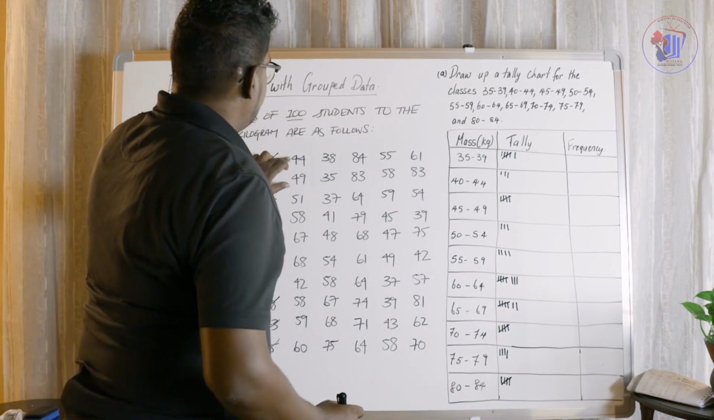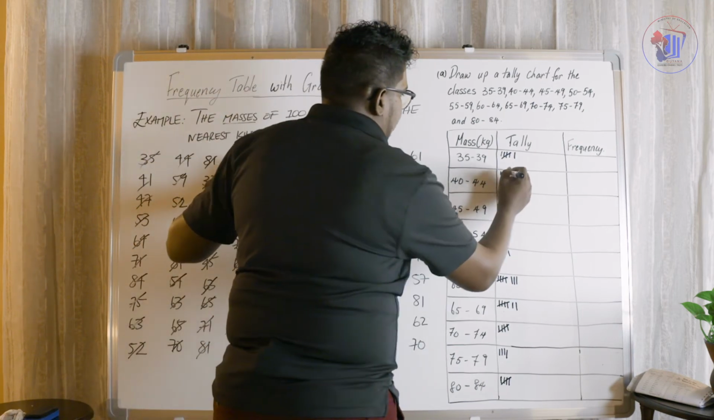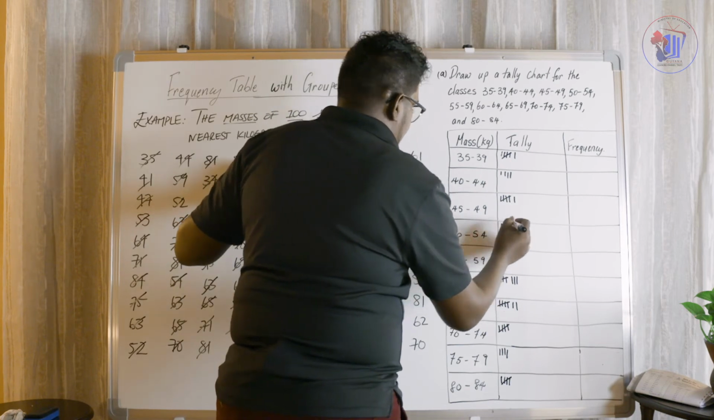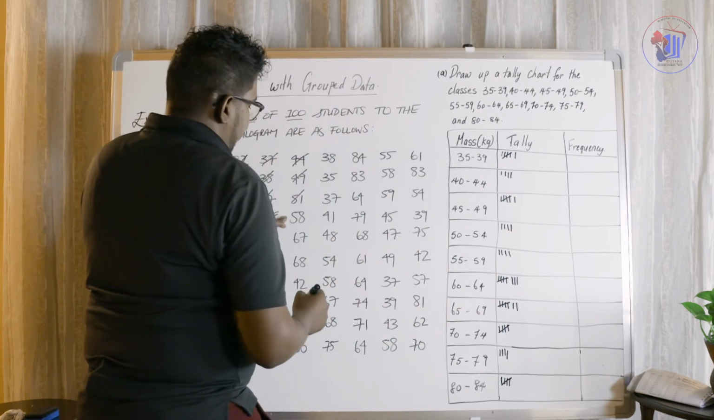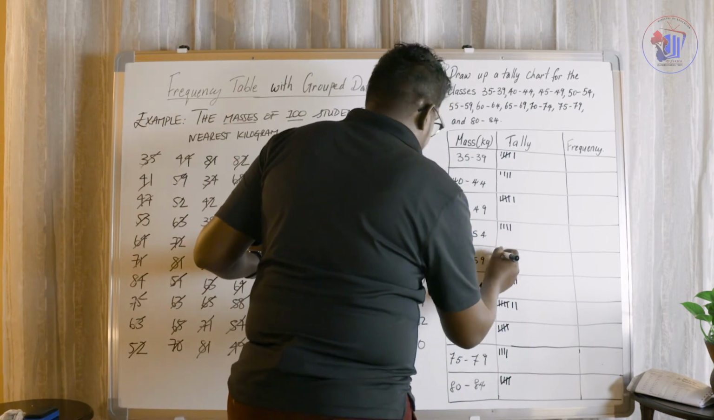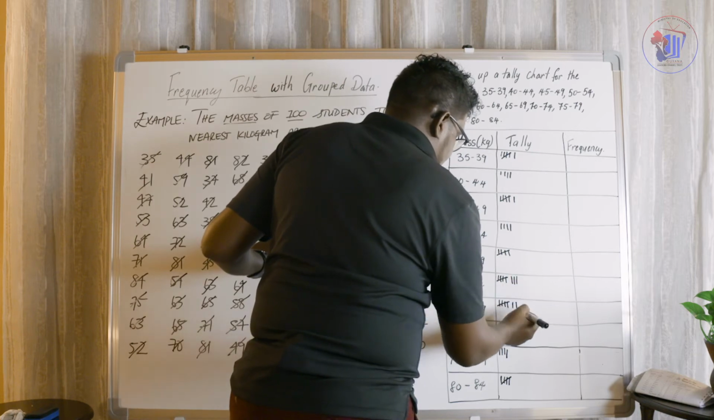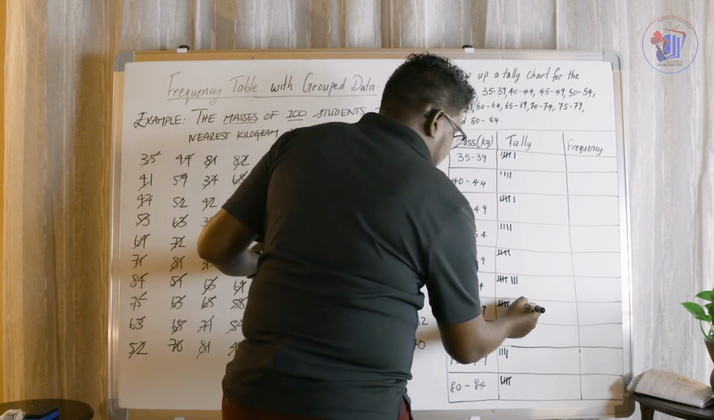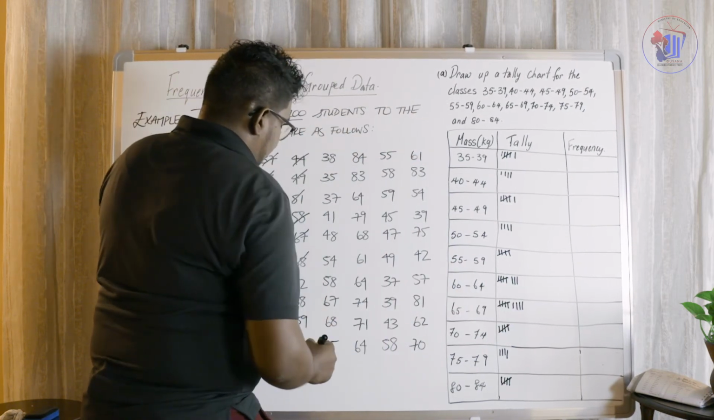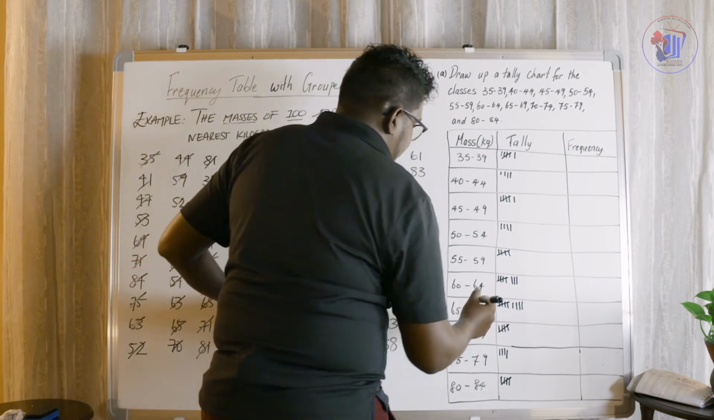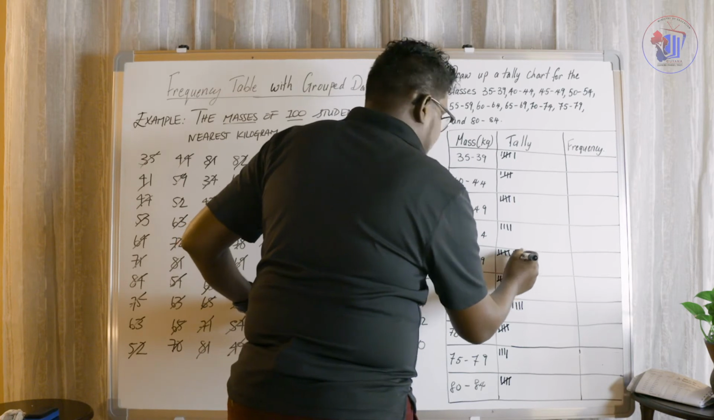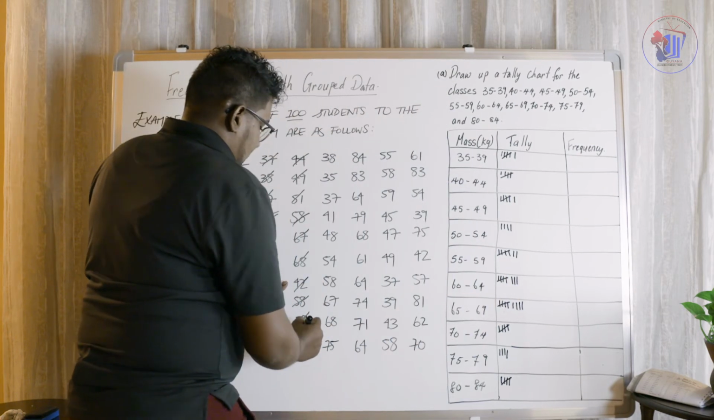Next set: 44, 49, 51, 58, 67, 68, 42, 58, 59, 60.